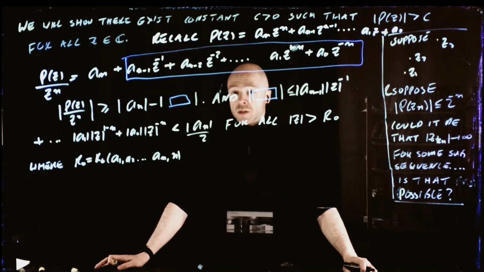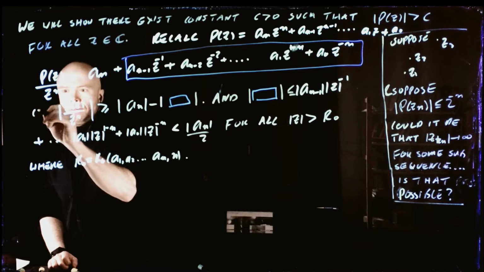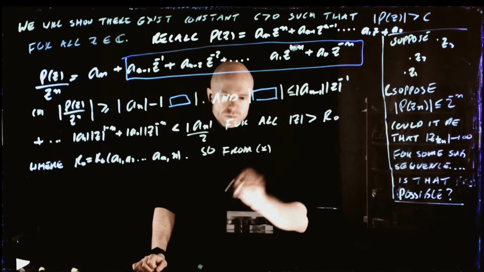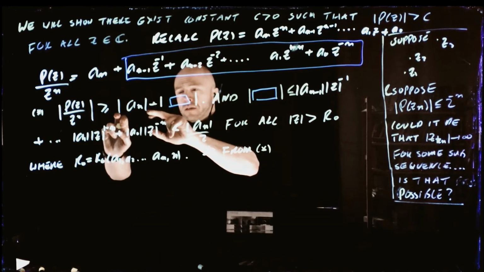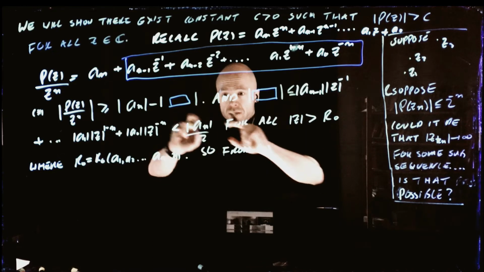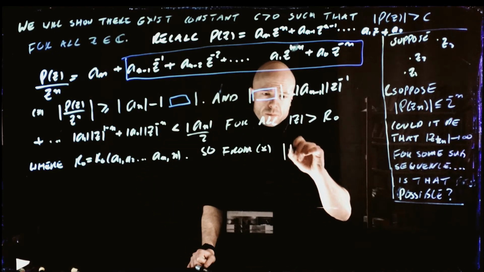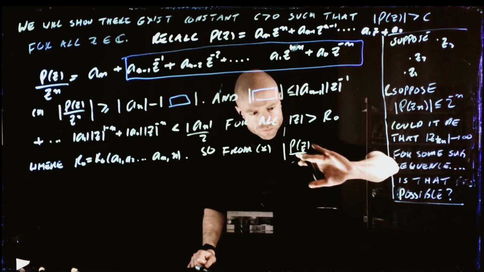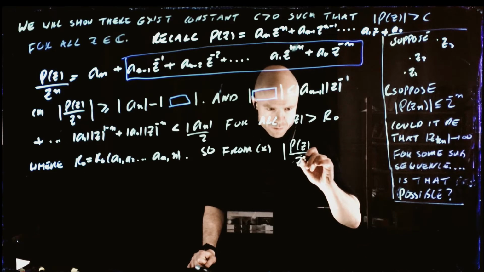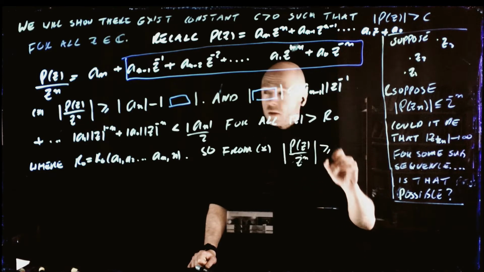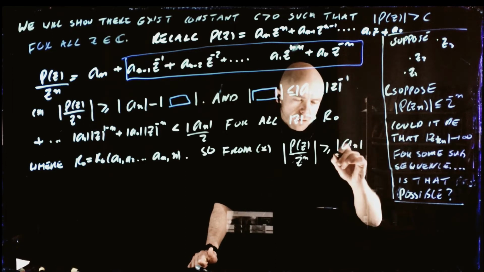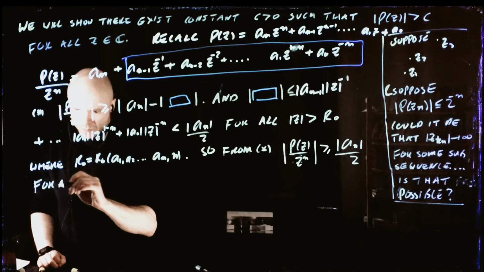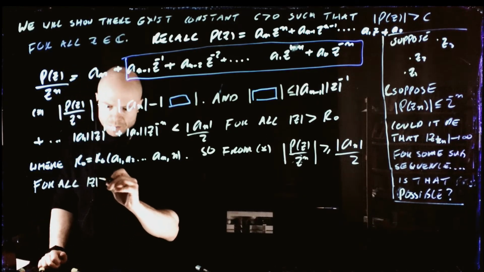Cool. All right, so that being the case, let's call this inequality star. So from star, we have that this guy minus something which is less than the absolute value of a n over 2 means that the absolute value of p of z over z to the n is bigger than the absolute value of a n over 2 for all mod z bigger than R0.